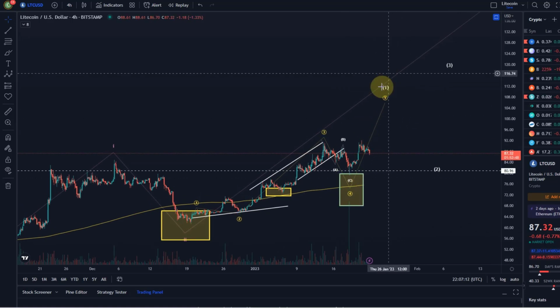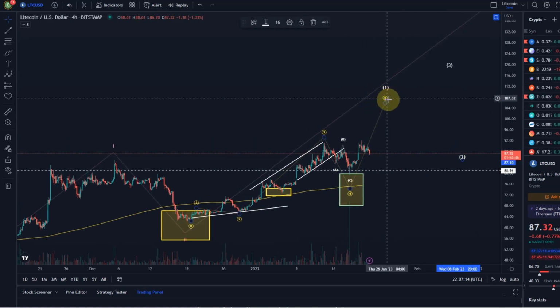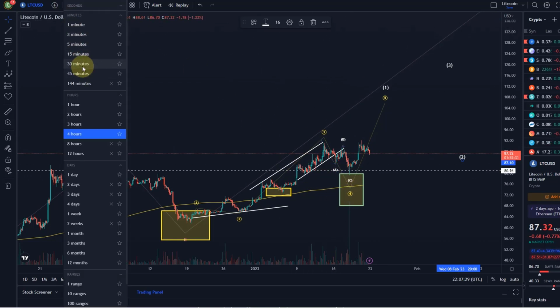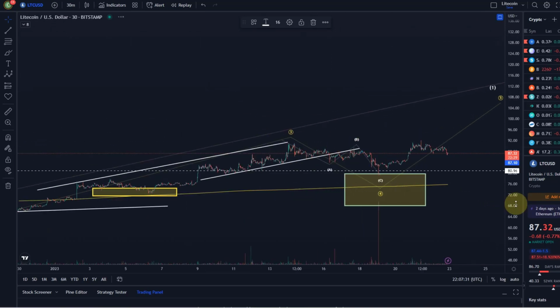And then we could now be moving up here in a wave 1, or in the wave 5 of the wave 1. And to count this in detail, we could then look at the subwave structure here that started at the low of the 4th wave. I'm going to zoom in now a little bit, maybe to the 30-minute chart.